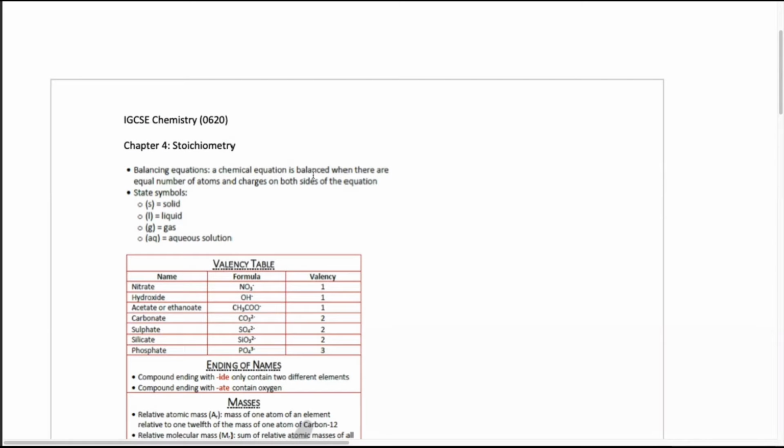So a chemical equation is balanced when there are equal numbers of atoms and charges on both sides of the equation. Okay, so now let's see another example. I'm going to put an example involving charge. Okay, so I will put it on the screen here. Let's say an ionic equation in this way.